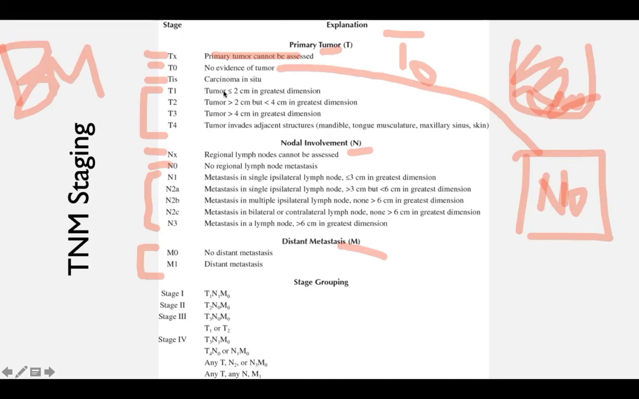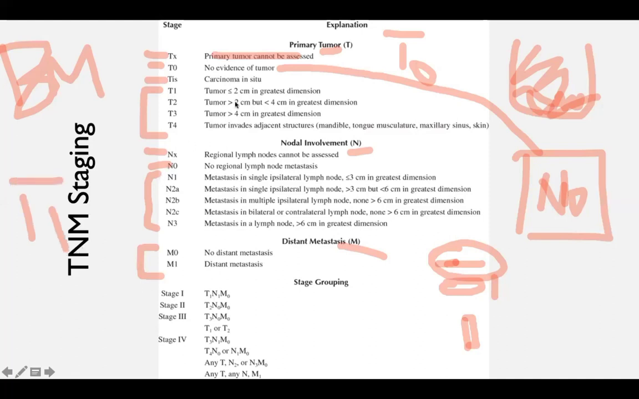For example, if the tumor is less than or equal to 2 centimeter in greatest dimension. What do you mean by greatest dimension? If you see this length and this width, the width is smaller and the length is a little bit greater, right? So at the greatest dimension, it could be length or breadth or width, depending on the greatest dimension, you will see the size of the tumor, and if it is equal to 2 centimeter or less than 2 centimeter, it is T1. The tumor is T1.